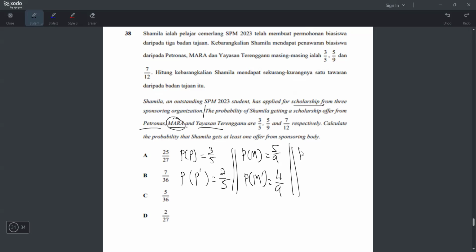Okay, next one. Probability of getting Yayasan scholarship is 7 over 12. So what's the probability of Y prime? Y prime means not getting Yayasan. So it'll be 5 over 12. Because 1 minus 7 over 12 like this, right?